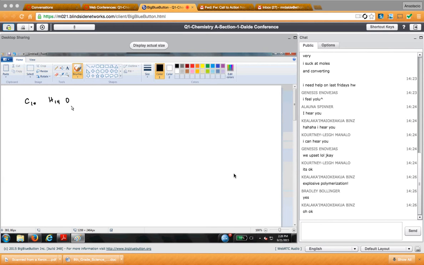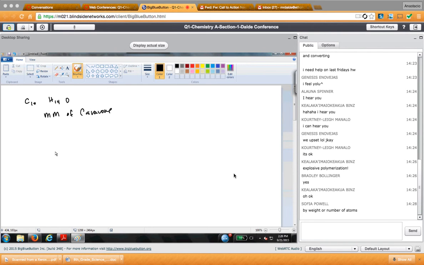All right. Let's figure out exactly what percentage of this is carbon, what percentage is hydrogen, and what percentage is oxygen. Sound good? First we need to figure out the molar mass of carvone. Well, actually by weight and numbers of atoms. The molar mass of carvone is C10H14O.